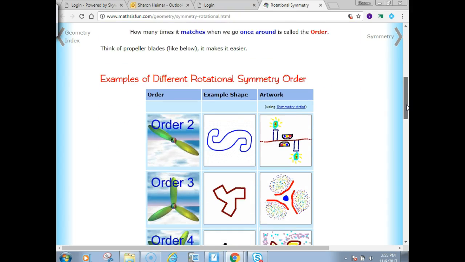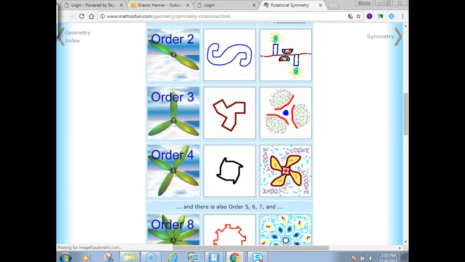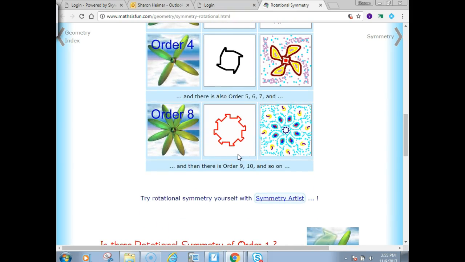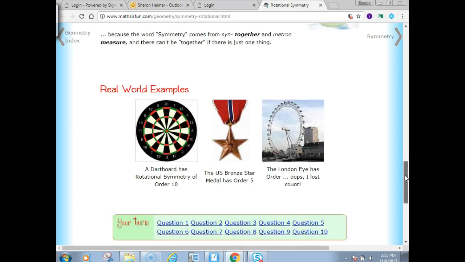Now I'm going to show you down here several pictures of different types of things. All of these are order 2. There's a propeller, sort of, I don't see too many of those, but the S and this one. These are going to have a special thing called point symmetry because they're exactly a turn of 180. Order 3, all these are examples. Order 4, and there's one that's order 8. So it can keep on going. It can go on and on and on. All right, so there are more of them. I think that's enough of those.